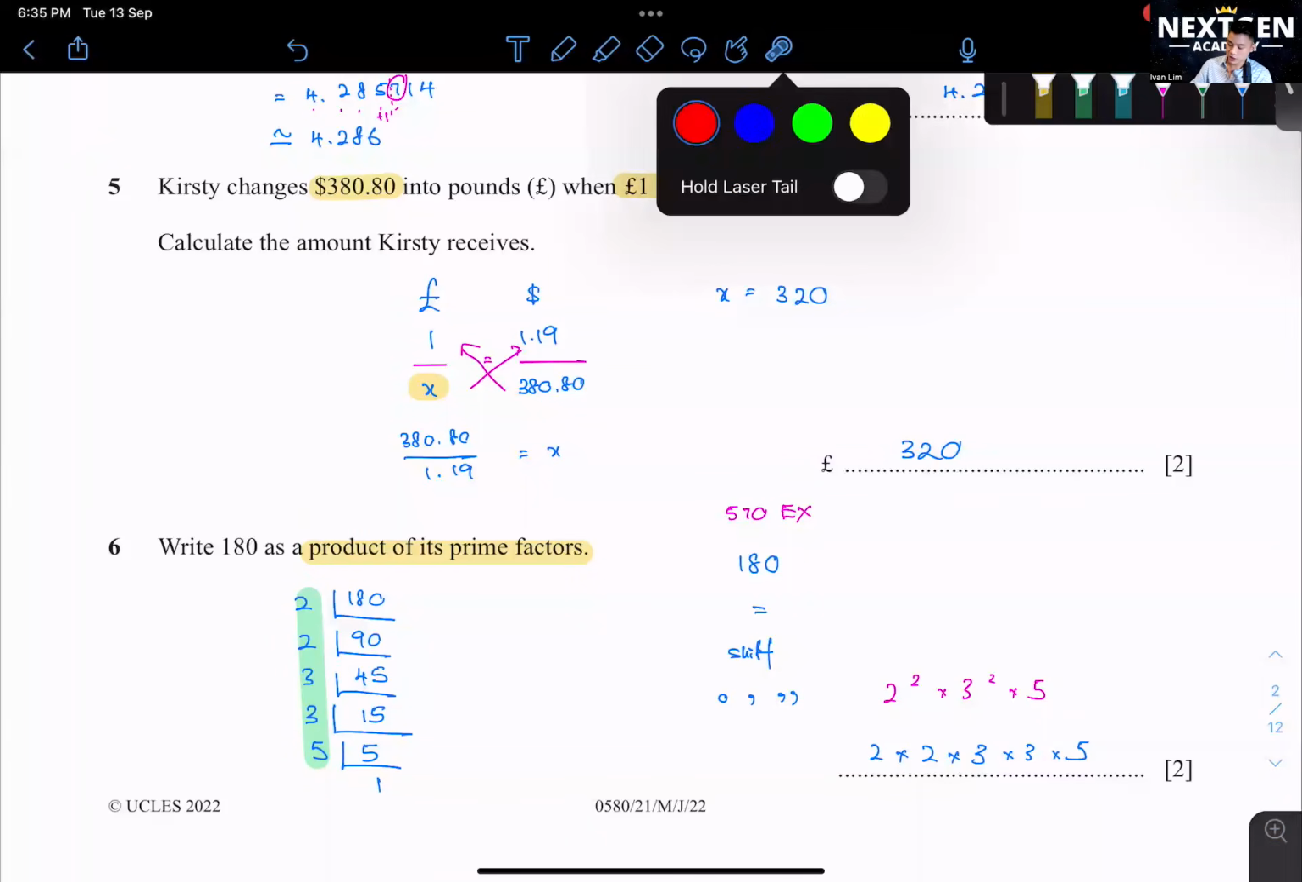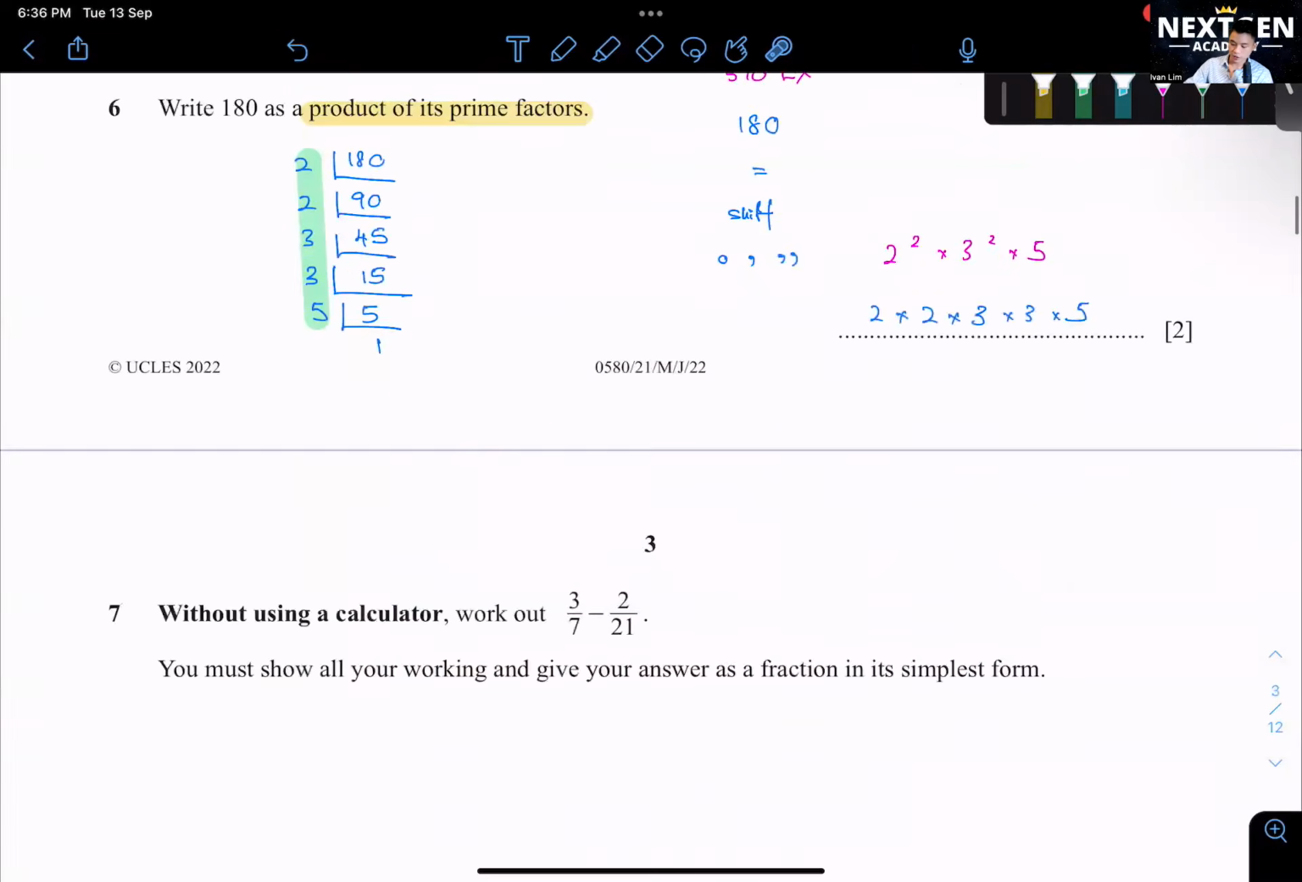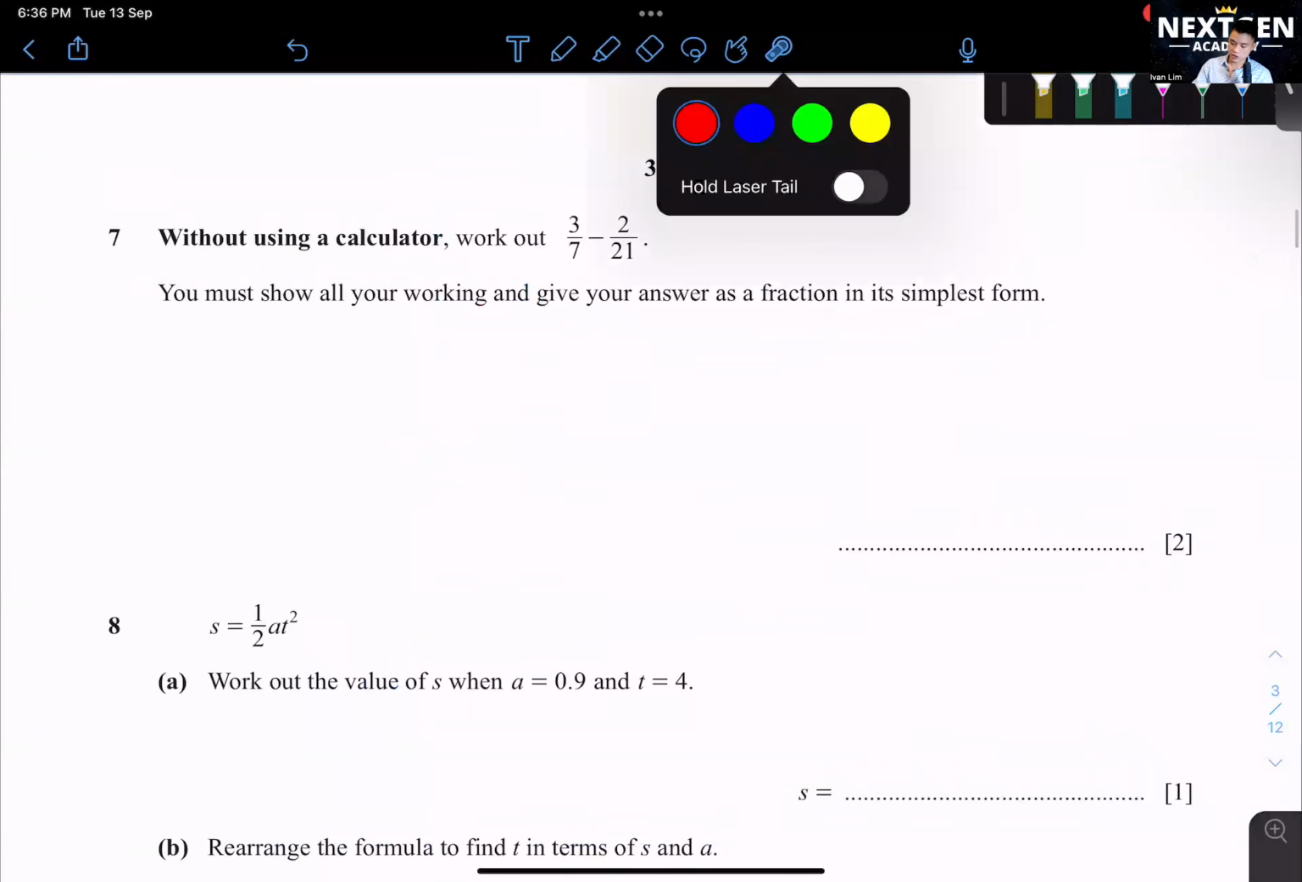So you see, immediately you can get the answer also. This is all the prime factors. Magic. You don't even need to calculate it. So this is how you get your prime factors. Okay, question 7.